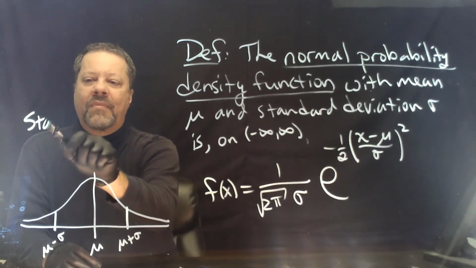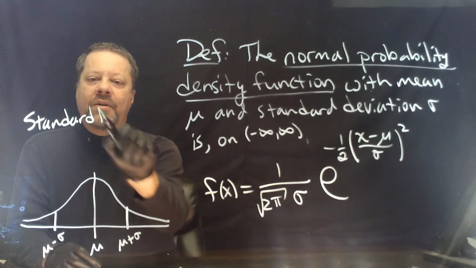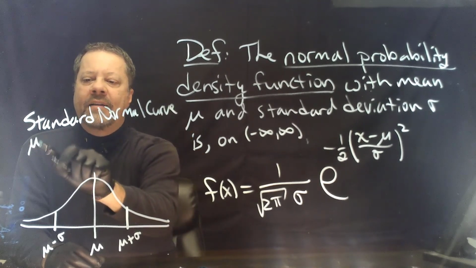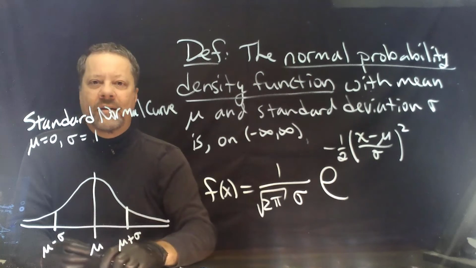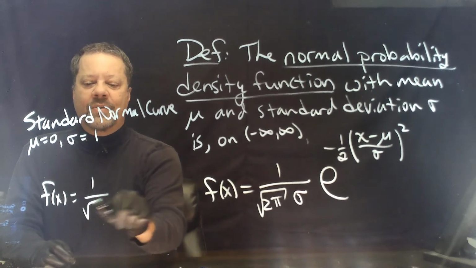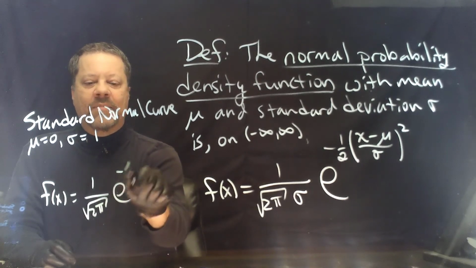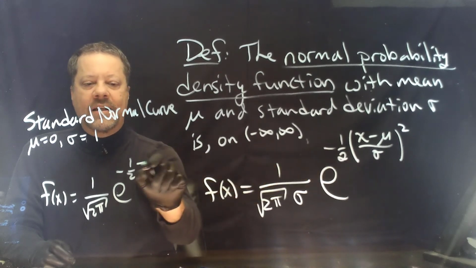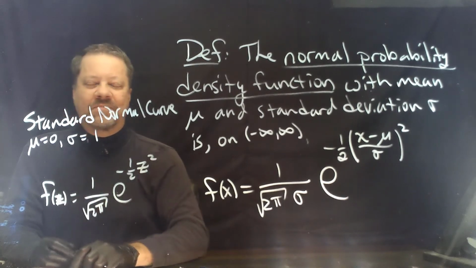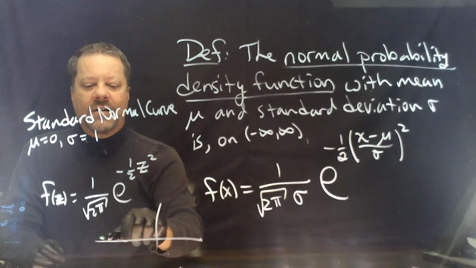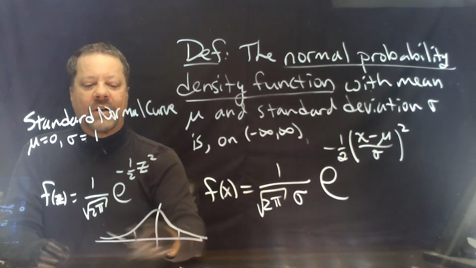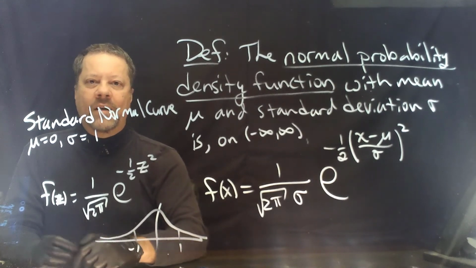We'll call it the standard normal curve. It's determined by a mean of 0 and a standard deviation of 1. So the standard normal curve has a somewhat simpler form, 1 over the square root of 2 pi, e to the minus 1/2 z squared. We should maybe make this a function of z. Standard normal curves are symmetric around the y-axis, and they have a well-defined standard deviation of 1.